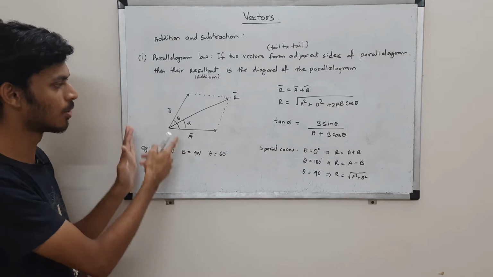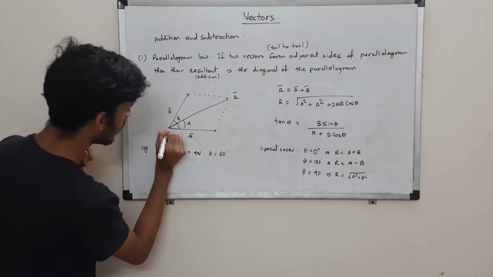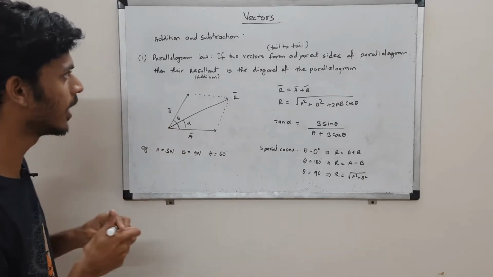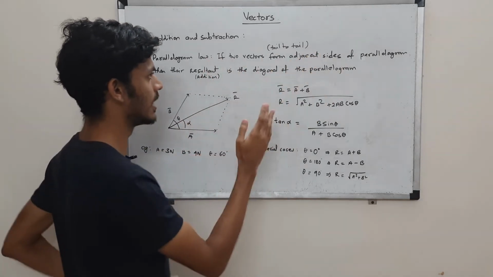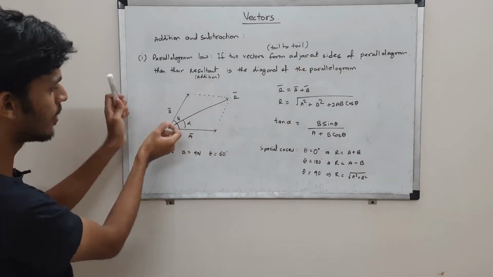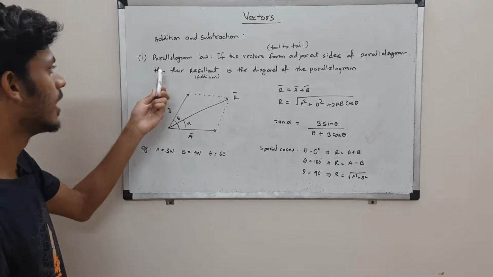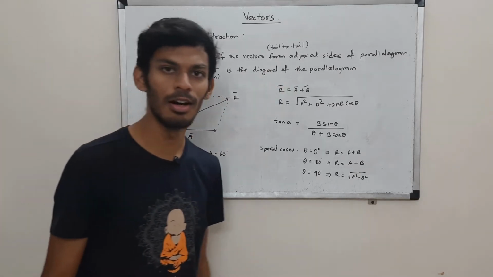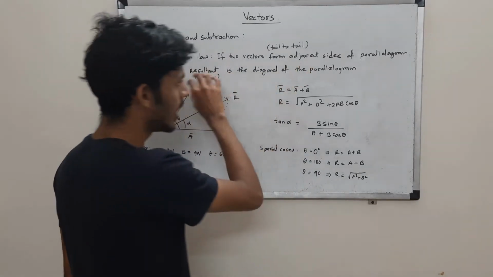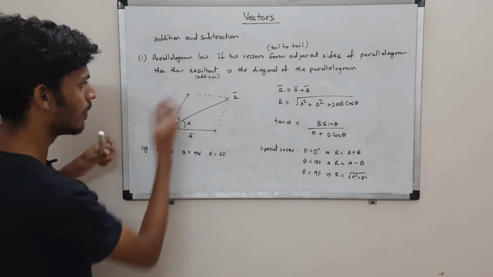Like shown in the figure, the tail of A coincides with the tail of B. If two vectors form the adjacent sides of a parallelogram such that their tails coincide, the resultant is the diagonal of the parallelogram. So the resultant addition will be the diagonal of the parallelogram.